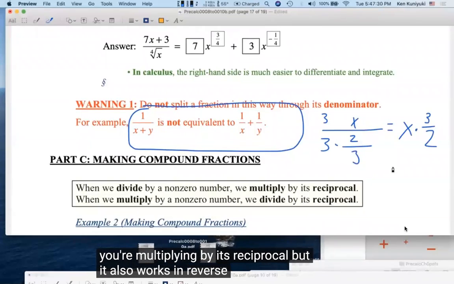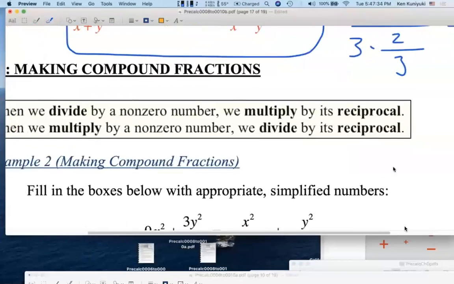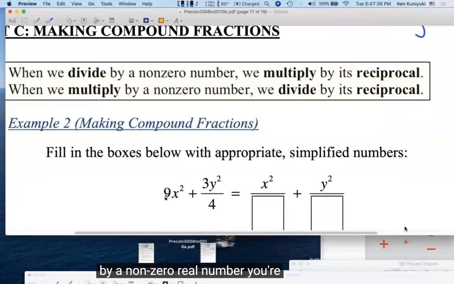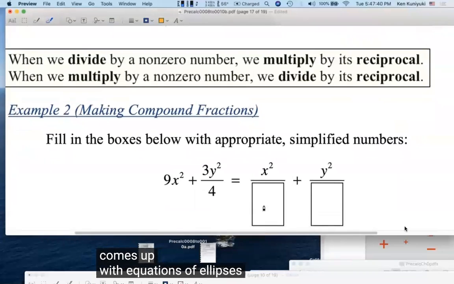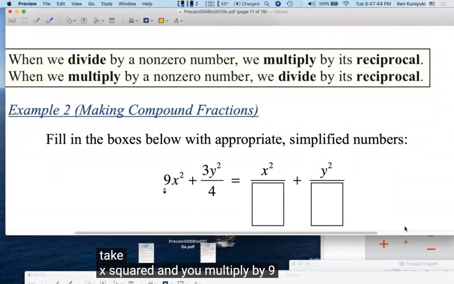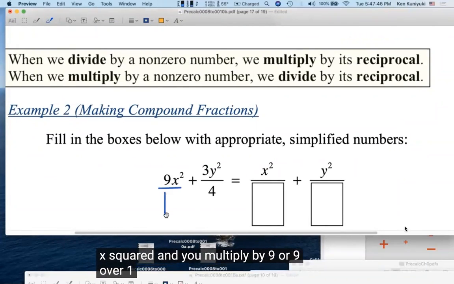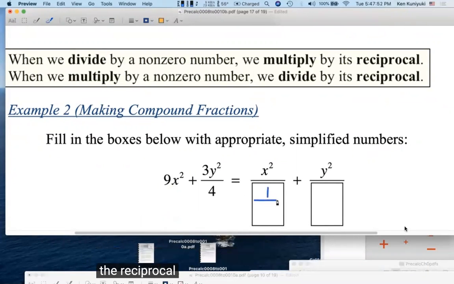But it also works in reverse. If you multiply by a non-zero real number, you're dividing by its reciprocal. And this comes up with equations of ellipses. So if you take x squared and you multiply by 9, or 9 over 1, then you're really taking x squared and dividing by what? The reciprocal, 1/9.